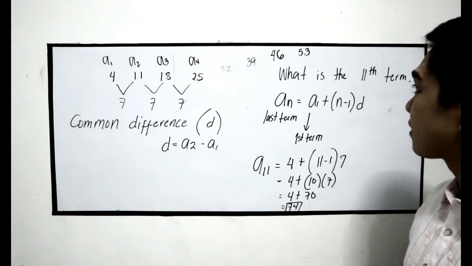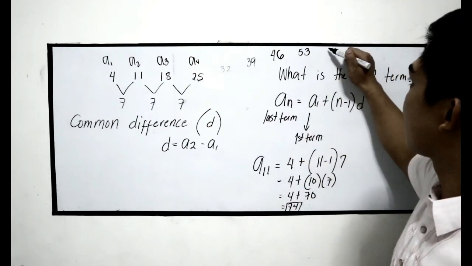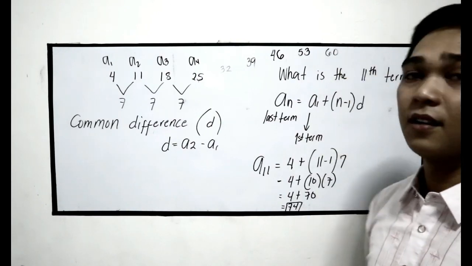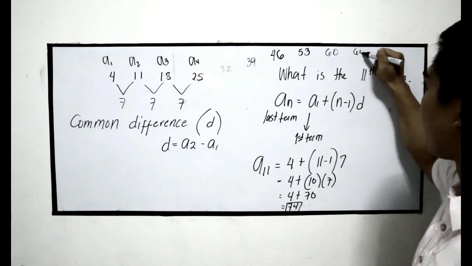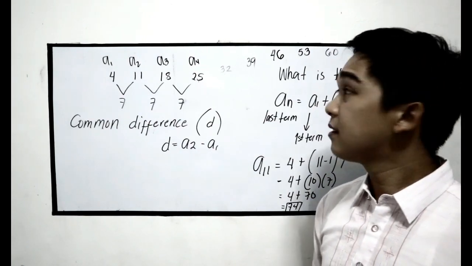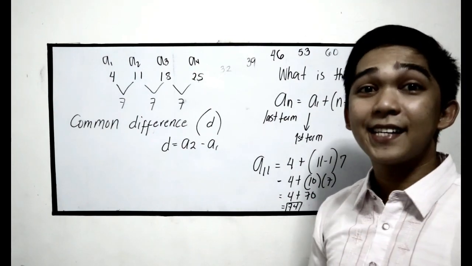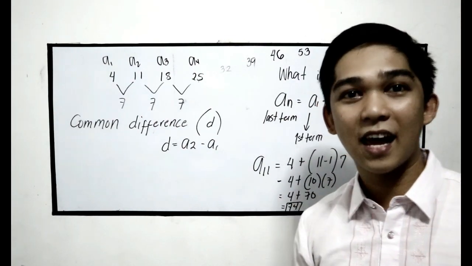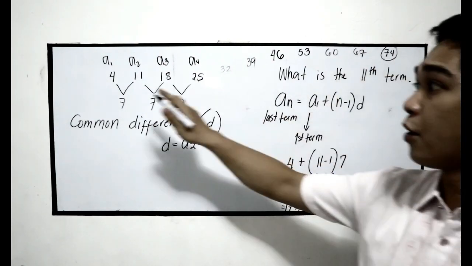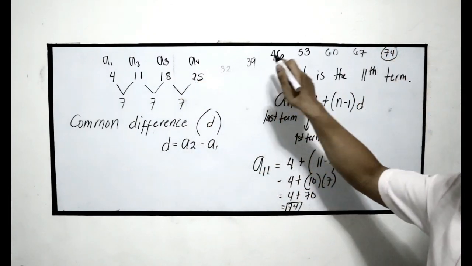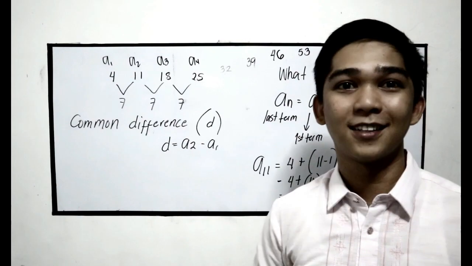Right? Next, 53 plus 7, that is 60. Next, 60 plus 7, 67. And last, 67 plus 7, 74. And that is our 11th term. 1, 2, 3, 4, 5, 6, 7, 8, 9, 10, 11. Which is the same as in our formula.